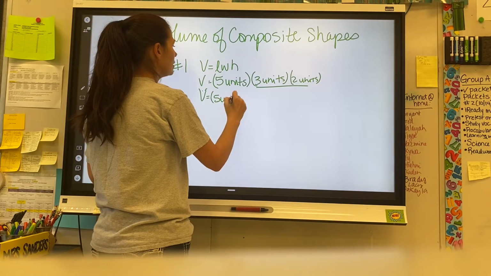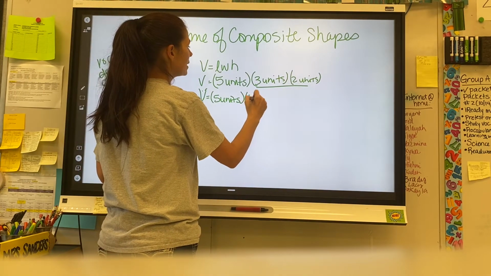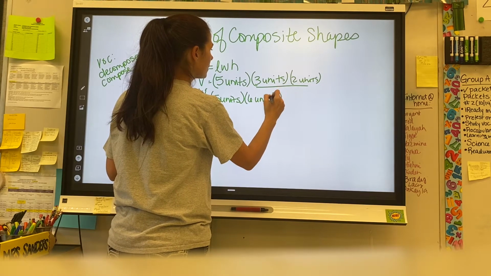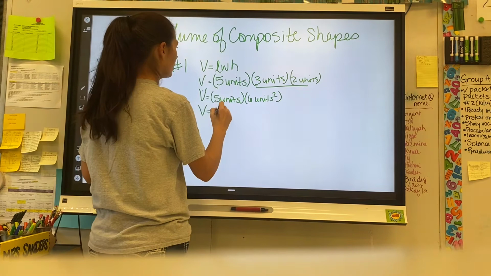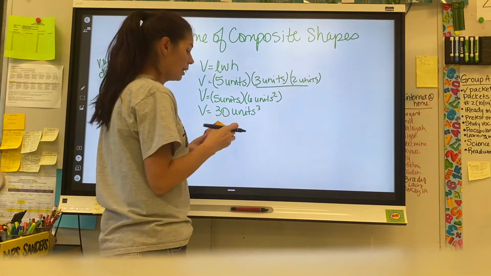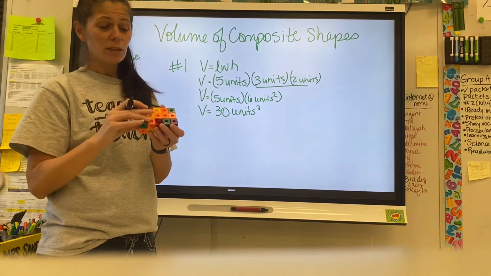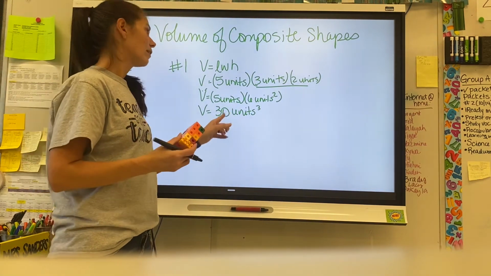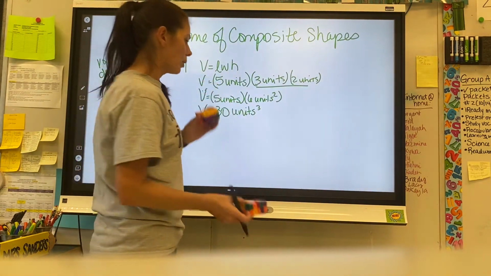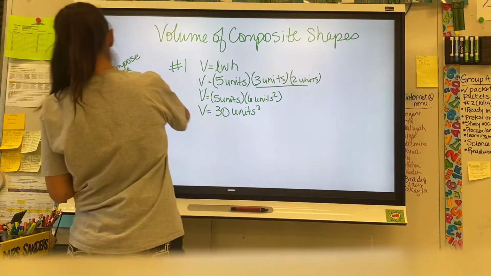So 5 units times 6 units squared gives me 30 units cubed. If I counted all of these squares, how many would I have? 30. Let's look at the top layer of the cake, the second part. Let's solve it.